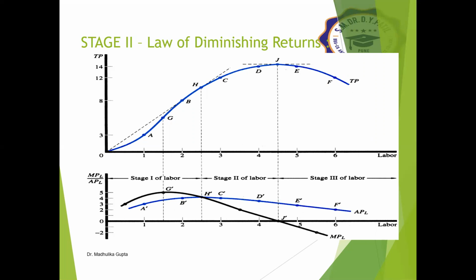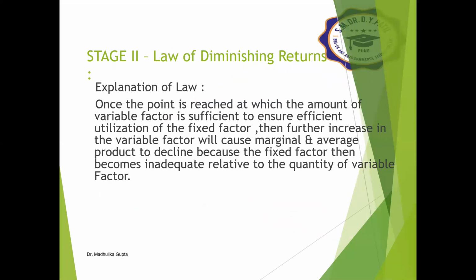The slopes of the graphs are going down, but they are positive. Understood? So at the end of this stage, that is at point J, the marginal product of the variable factor is 0, J dash. It cuts the x-axis. So stage 2 is known as the stage of diminishing returns because both AP and MP are continuously falling during this stage. This stage is very important because the firm will seek to produce in this range. Understand? So let's understand this law of diminishing returns.